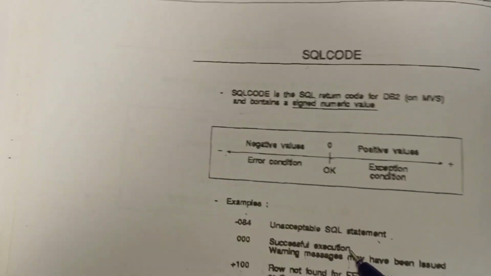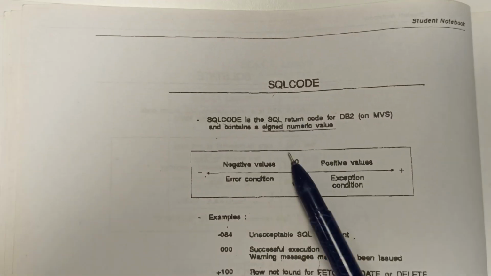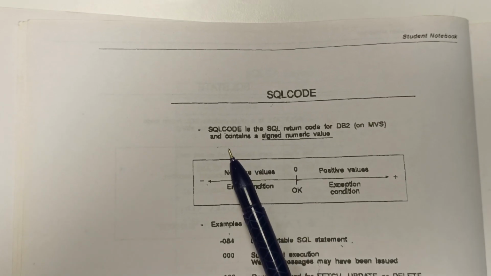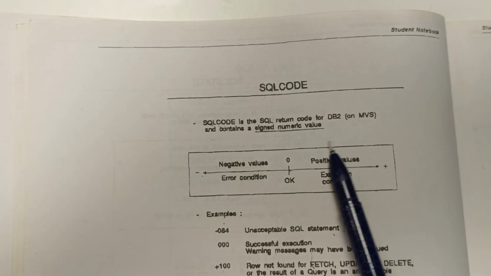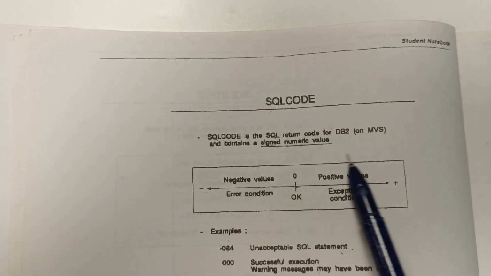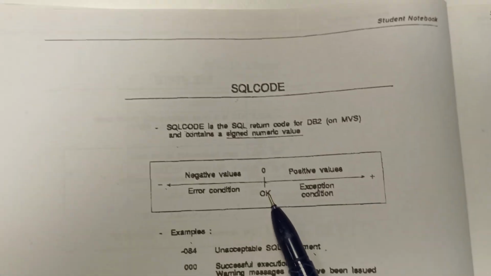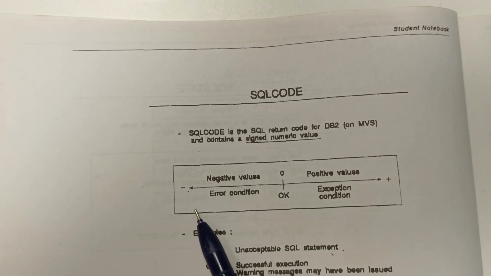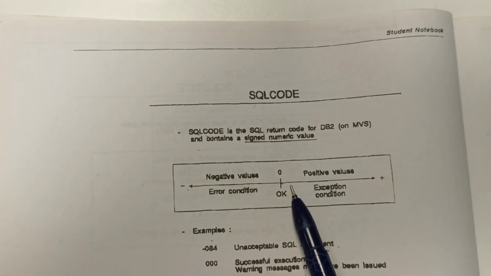Mainly we use SQLCODE in DB2 programs. What is the SQLCODE? SQLCODE holds a return code: after DB2 runs any query in the program, we get an SQLCODE return code. 0 means OK, a successful return.